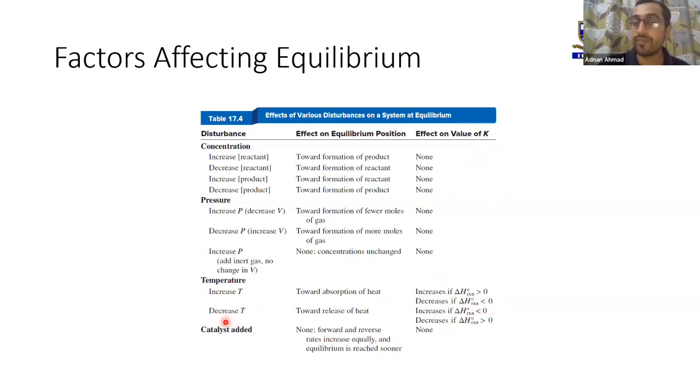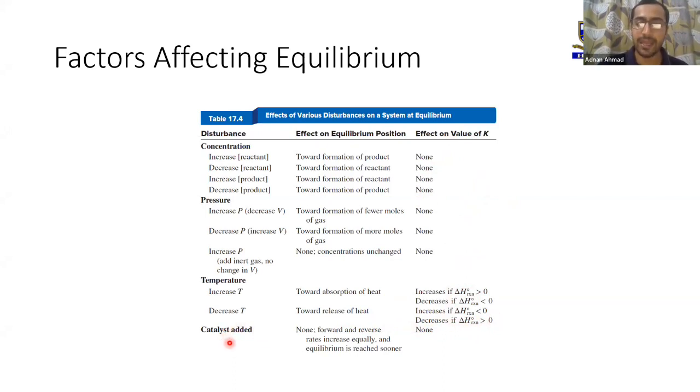So if we decrease the temperature, what will happen? The reaction will move toward the release of heat, so it will move toward the exothermic side. How will this change affect the value of K? Here the value of K will increase if delta H is less than 0, and it will decrease if delta H is greater than 0.